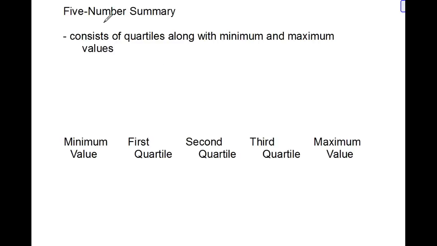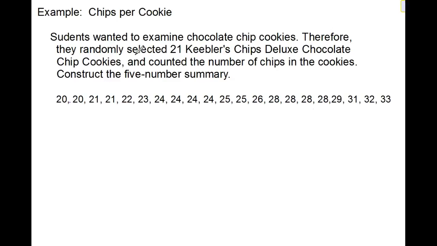In this video, we're going to discuss the 5-number summary. The 5-number summary consists of the quartiles along with the minimum and maximum values. So you have the minimum value, the first quartile, the second quartile, the third quartile, and the maximum value. This gives you your 5 numbers. So let's look at an example.